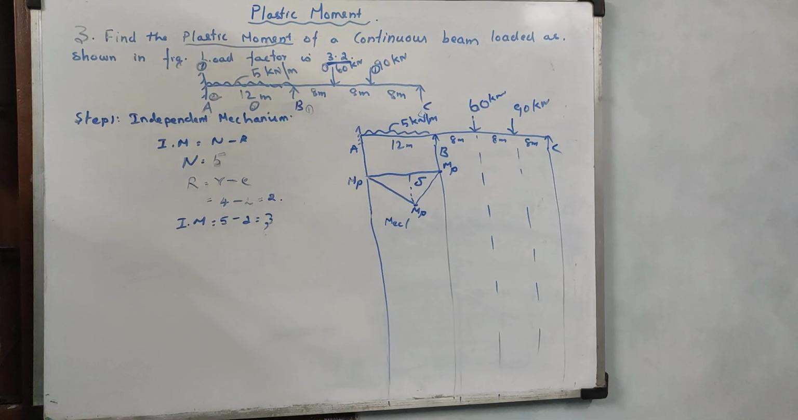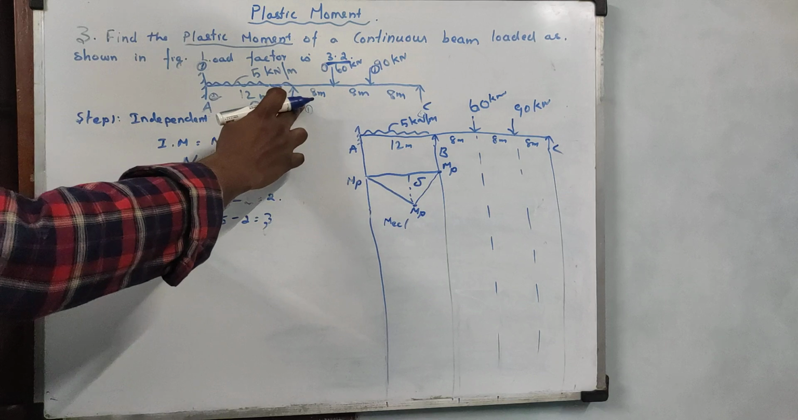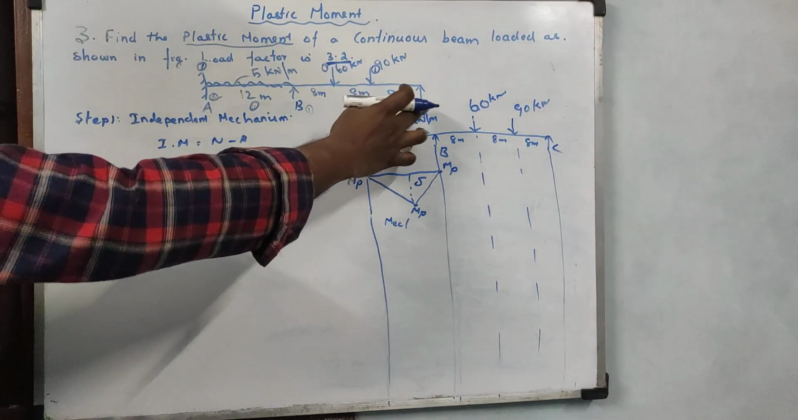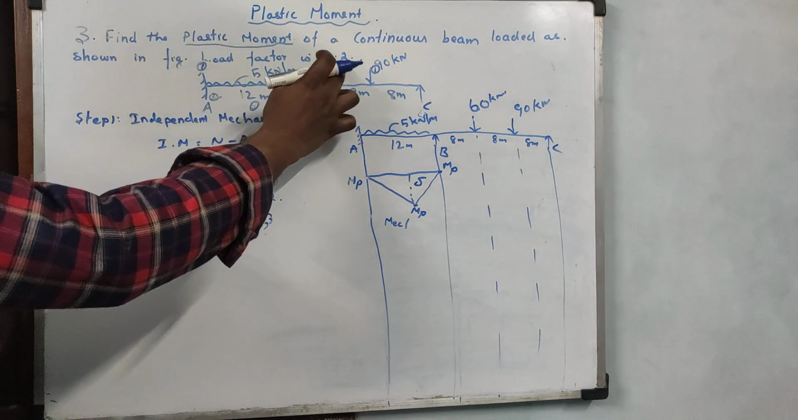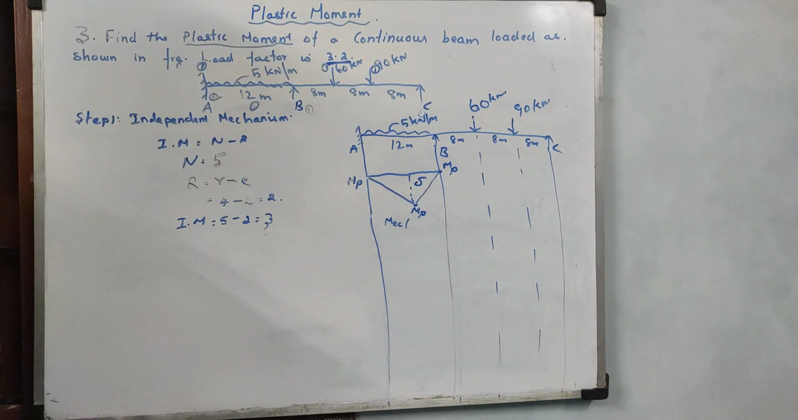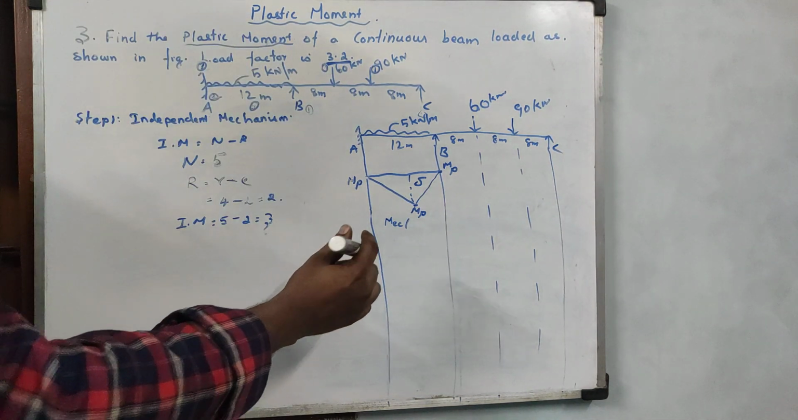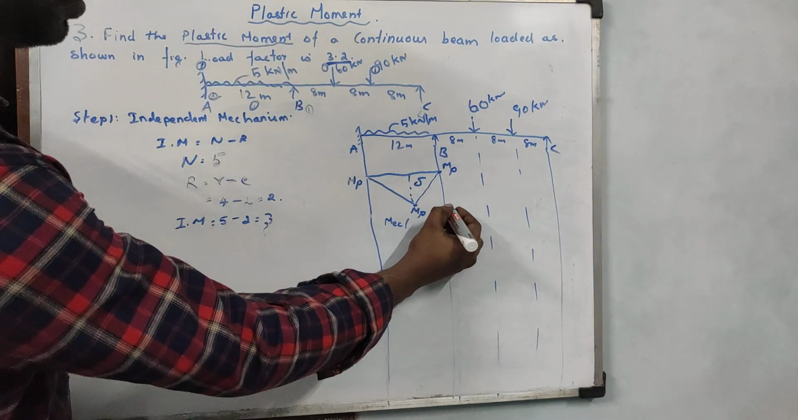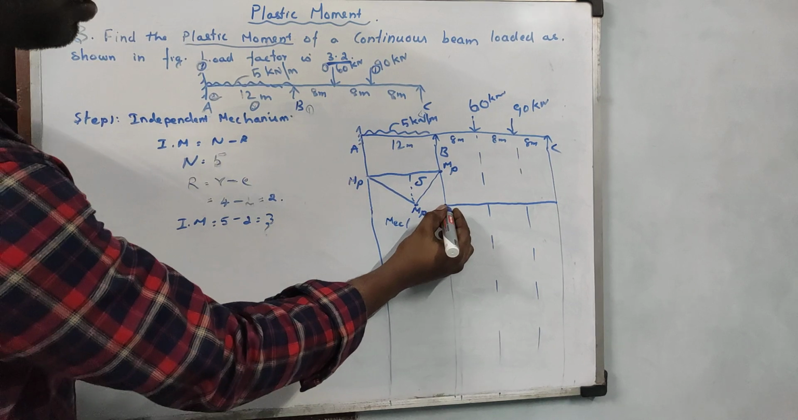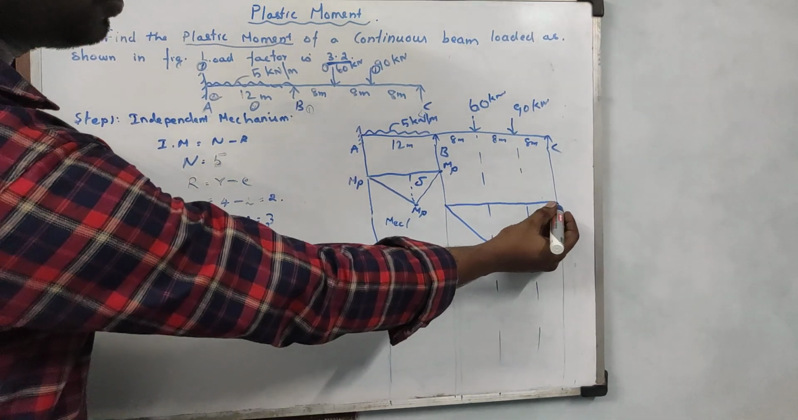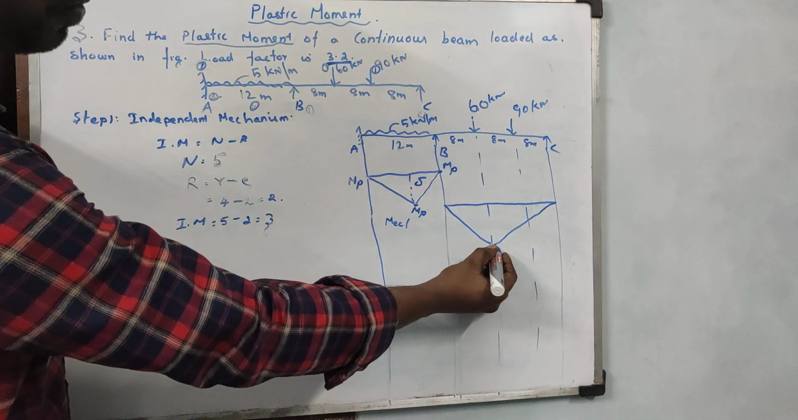Mechanism 1 and mechanism 2. There are two mechanisms at the span BC. First, we have to consider the 60 kilonewton load alone and draw the deformation diagram.